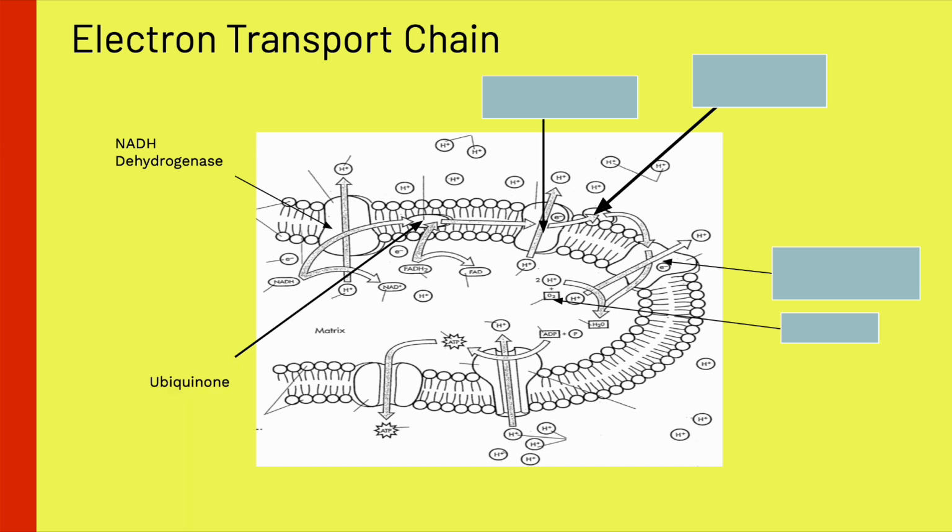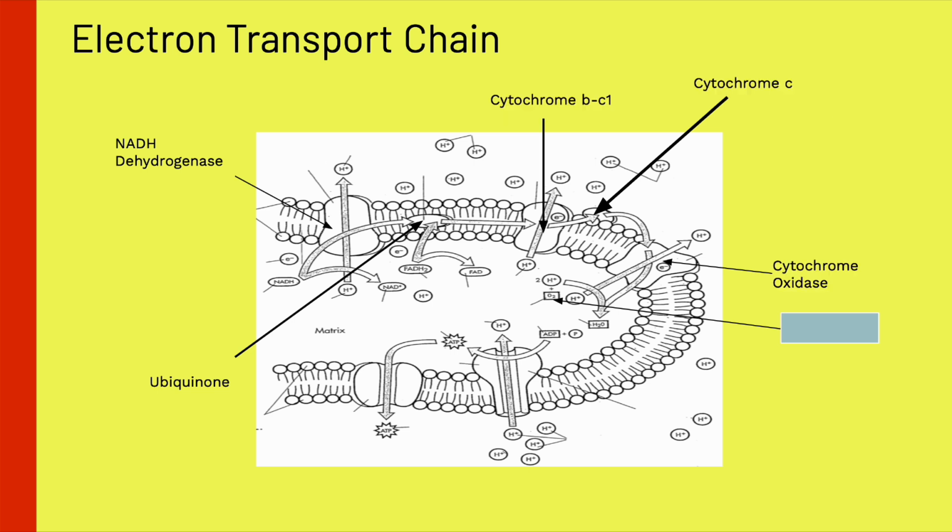The electrons enter a transport chain in which they move from lower affinity to higher affinity in order of NADH dehydrogenase, ubiquinone, cytochrome BC1, cytochrome C, cytochrome oxidase, until they are finally taken by the final electron acceptor, oxygen. Oxygen then takes the 2 electrons as well as a proton to produce water.